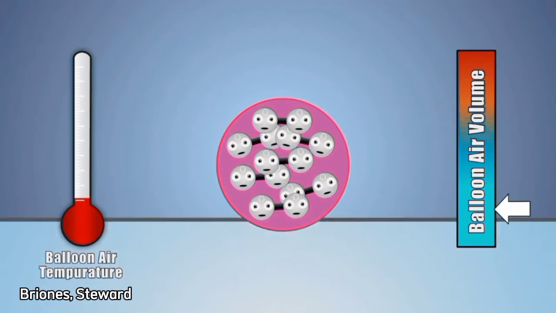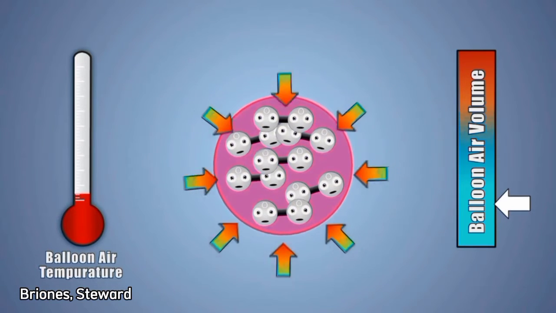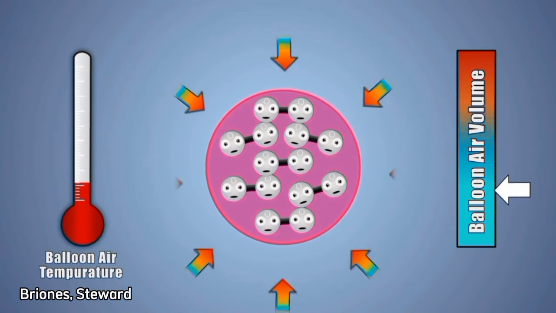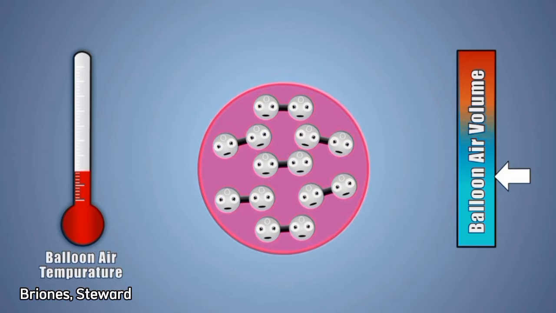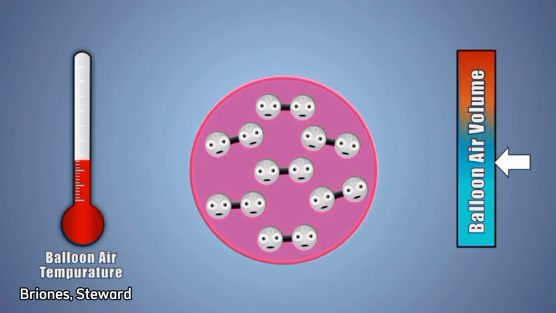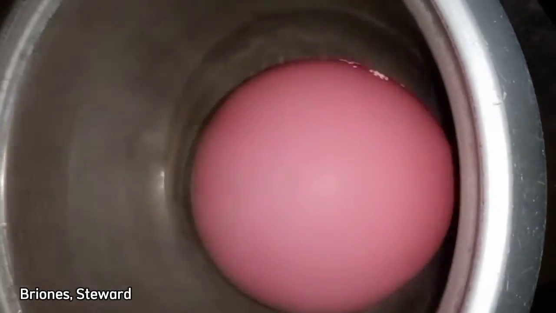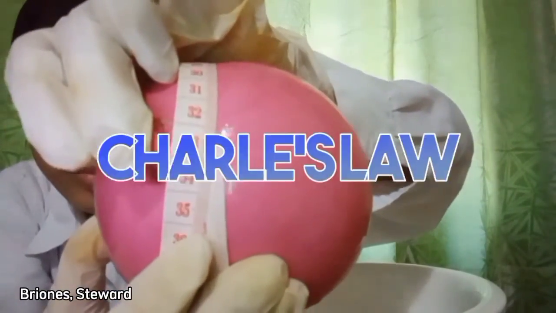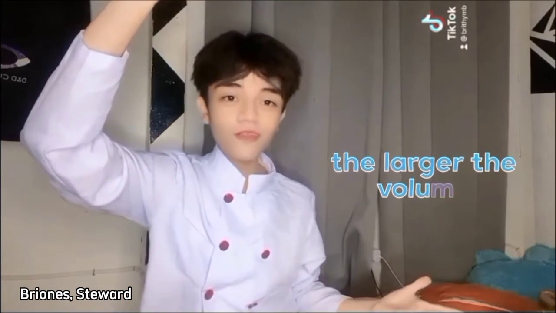When we remove our balloon from the Tupperware filled with ice, the air molecules inside will gradually gain extra energy from the air and environment, raising their temperature, causing the balloon to increase in volume back to its original size. By changing the temperature of our balloon, we can see the directly proportional relationship between the temperature and volume of our ideal gas. This relationship is known as Charles' law. This law simply means that the hotter the gas becomes, the larger the volume, and that is Charles' law.